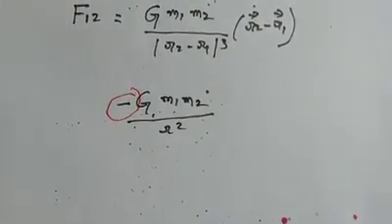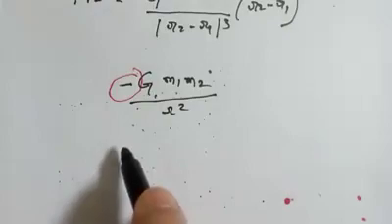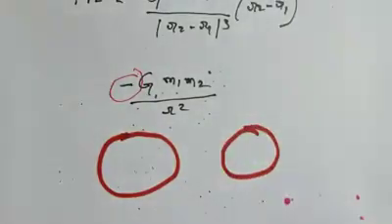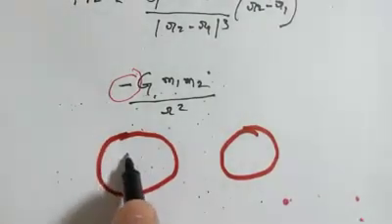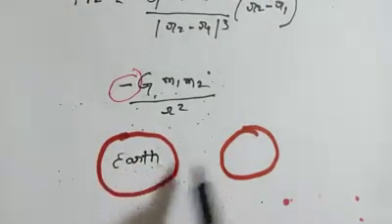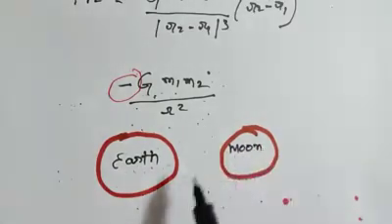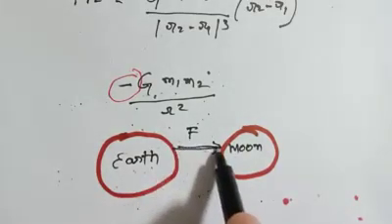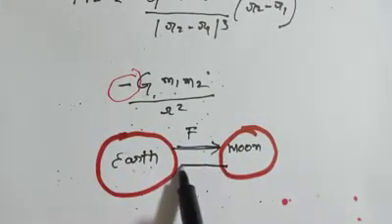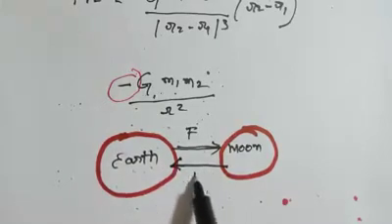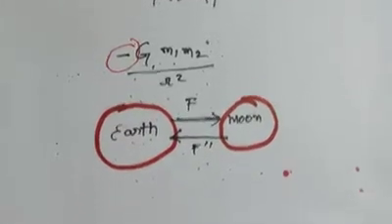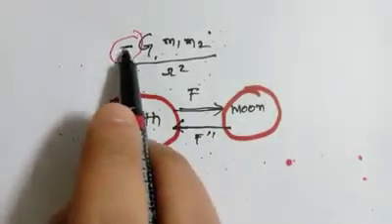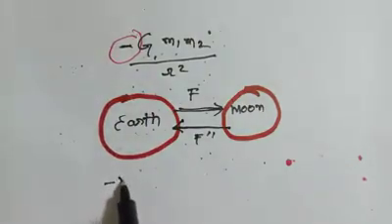Now, just to give you a basic analogy, say this is the earth and this is the moon. Now earth is exerting a force F on moon, in this way. Moon is also exerting a force on earth, that is maybe F double dash. Now because it is acting in both ways, we get this negative sign.